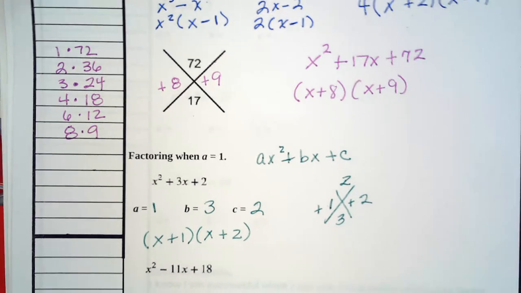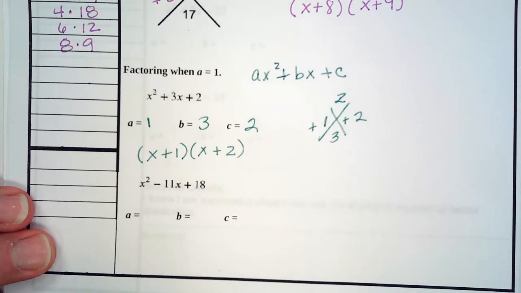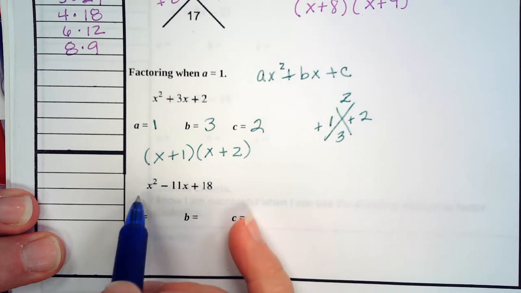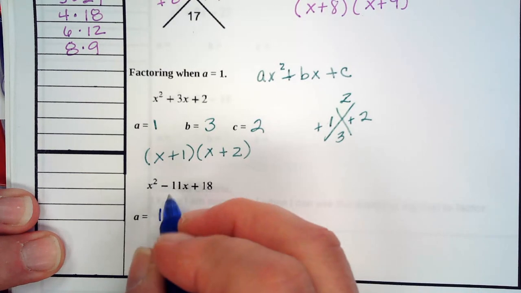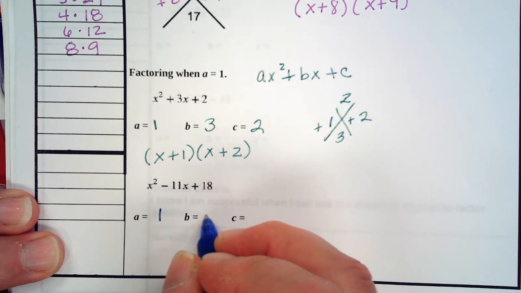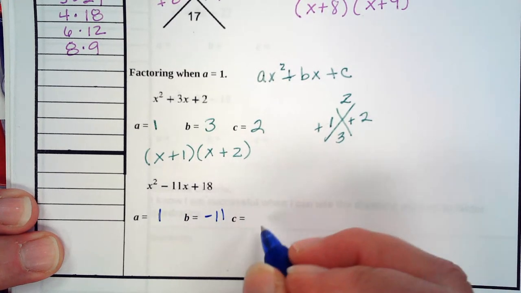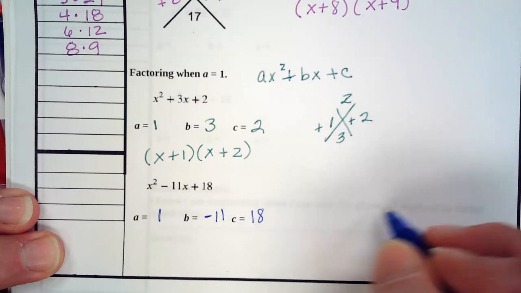Okay, for the next one, same thing. What's a? If I had to put a number here, what would it be? That number is 1. What is b? It's actually a negative 11. And what is c? Positive 18.